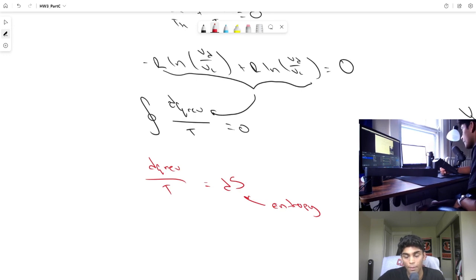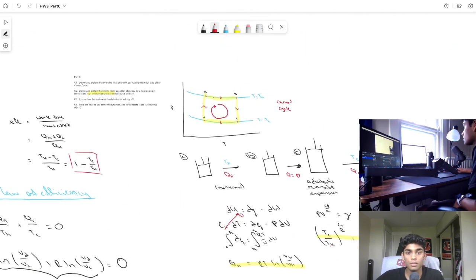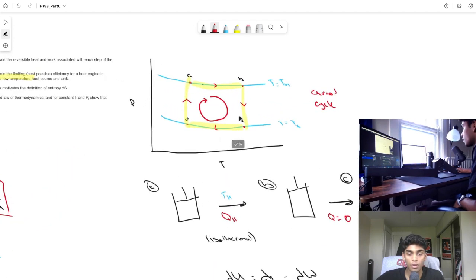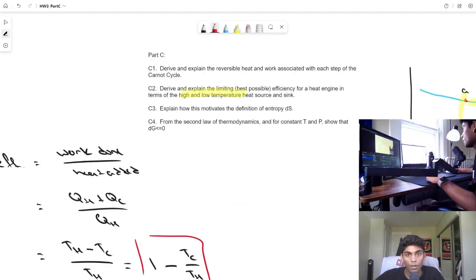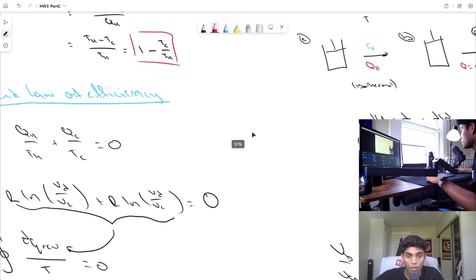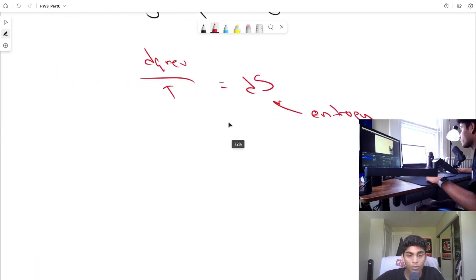This is how we discovered entropy. This is how we defined entropy. And that is all thanks to the Carnot cycle here. So the last part here is going to ask us to use the second law of thermodynamics, and using a constant temperature and pressure, we're going to show that the differential of Gibbs free energy is less than or equal to 0. So let's start here.